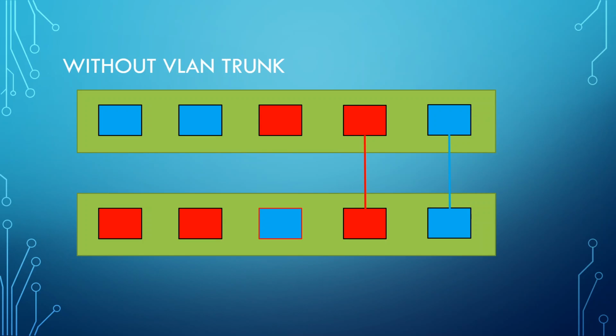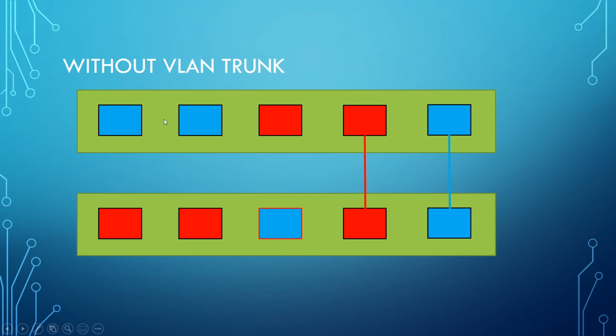Now the question comes into play. How do we get traffic from one VLAN to another VLAN? So how do we send traffic from one VLAN on one switch to a device in that same VLAN on another switch? The two options that we can use. In this case, we can have a link running between both switches. One link which is in the red VLAN and one link which is in the blue VLAN.